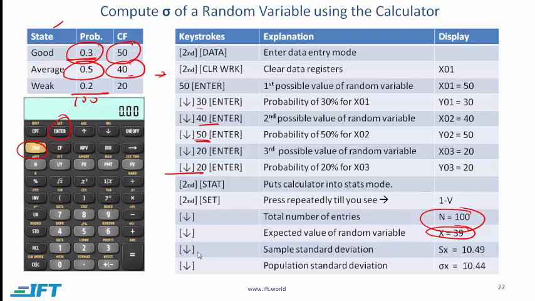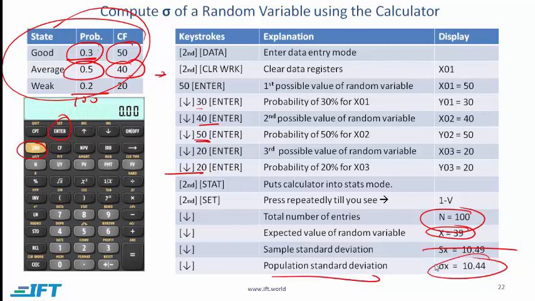Hit down arrow again, you will see the sample standard deviation. That's not what you are after, because this represents a population. So when you hit down arrow again, you will get the population standard deviation, which is 10.44, and that is what you calculated earlier. If you want the variance, then you can simply square this number.